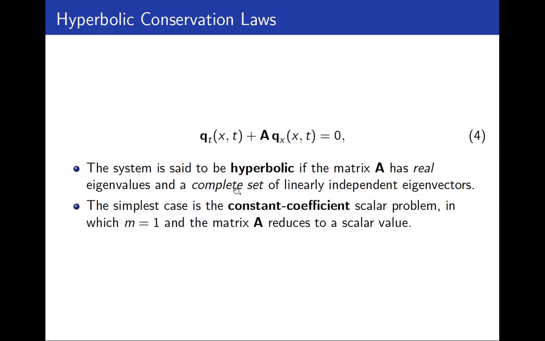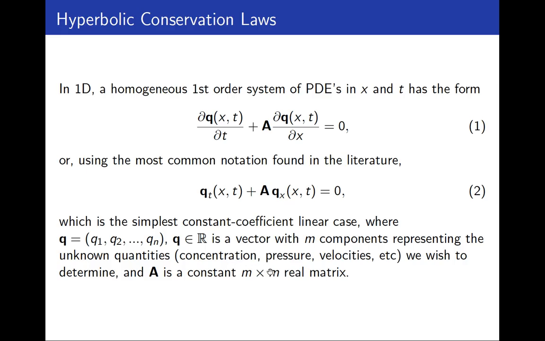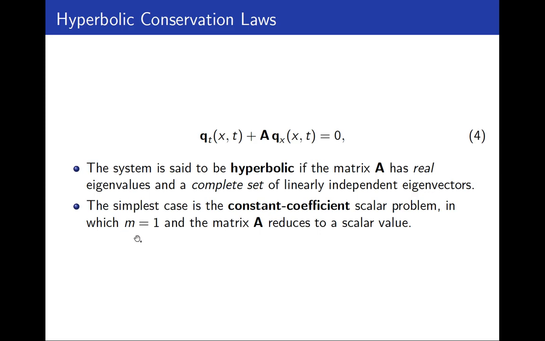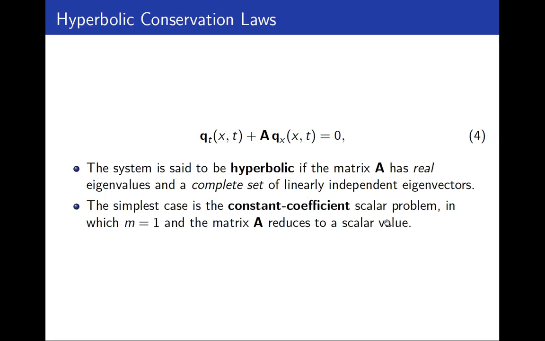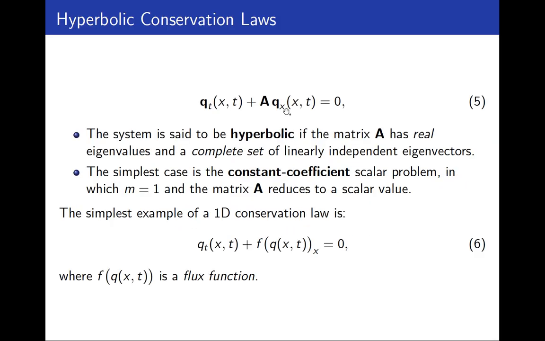And the simplest case is the constant coefficient scalar problem, where m, this index that appears here, is equal to 1, so A becomes simply a scalar value. So equation 5 can be simplified to equation 6. We no longer have a vector equation. Now we have a scalar equation, which is the simplest case of a 1D conservation law.